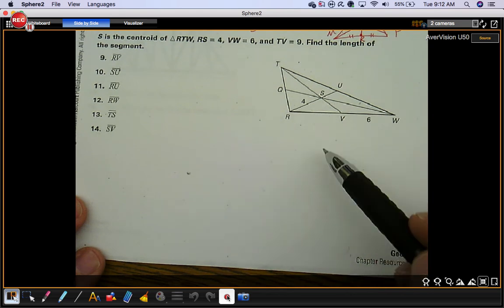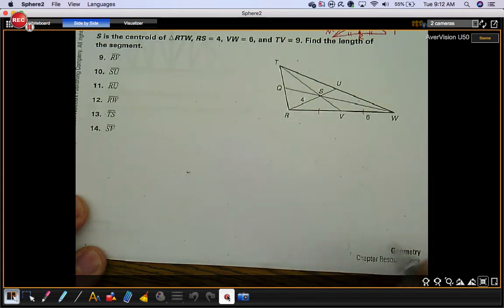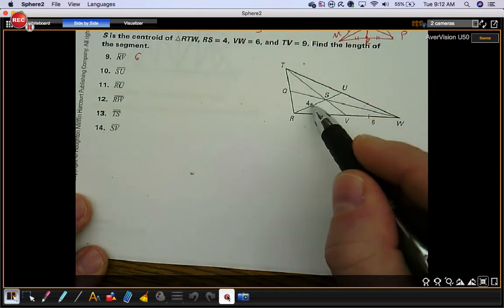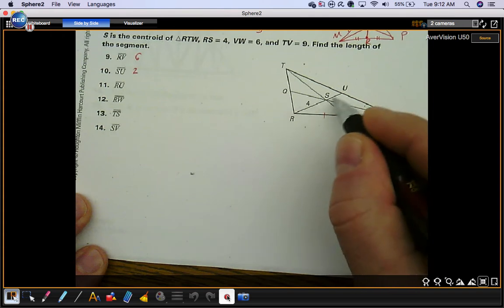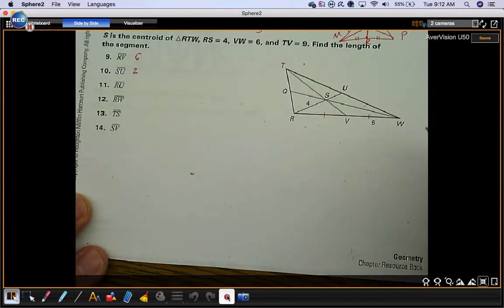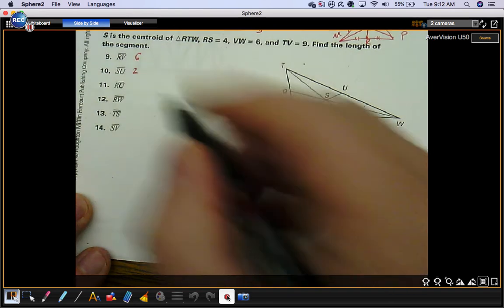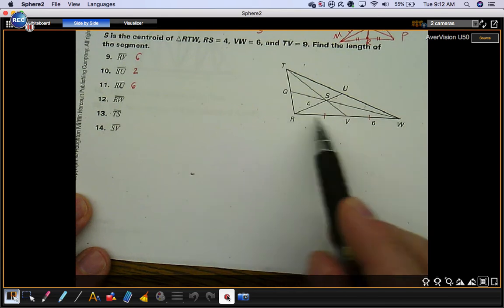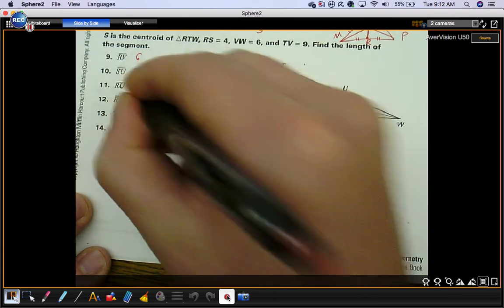R to V, that would be this guy. Well, these match because that's a median, so this would be 6. S to U, this would be half of this guy. If that's a median, this guy is half of that. R to U, that's the whole thing. If this is 2 and that's 4, this whole thing is 6. R to W, that's this whole thing. We knew both those pieces were 6, so that would be 12.